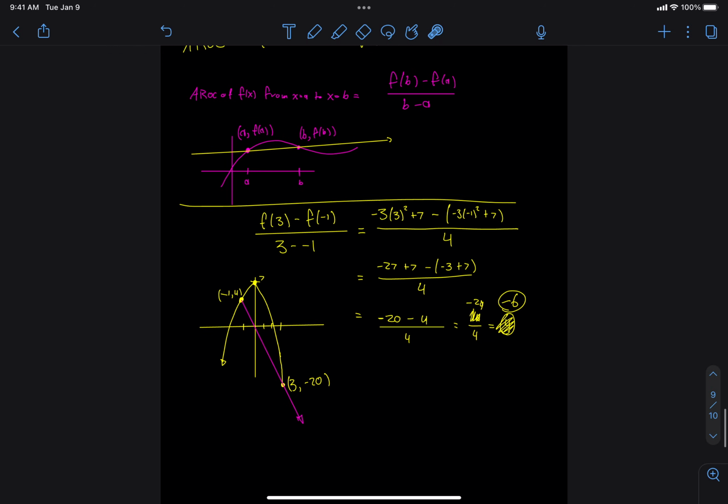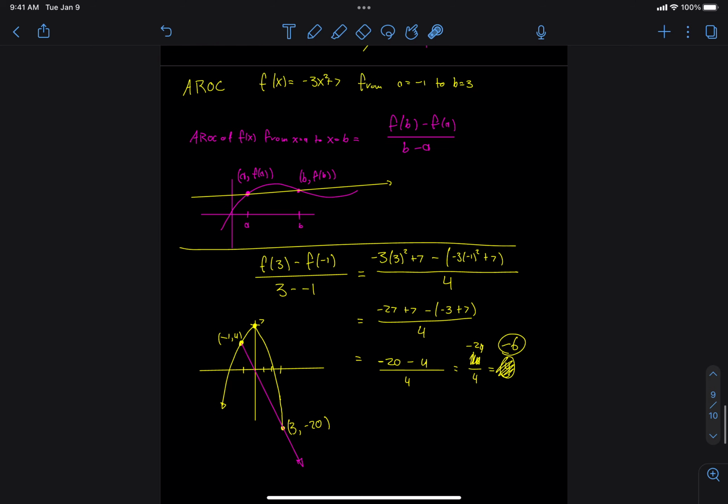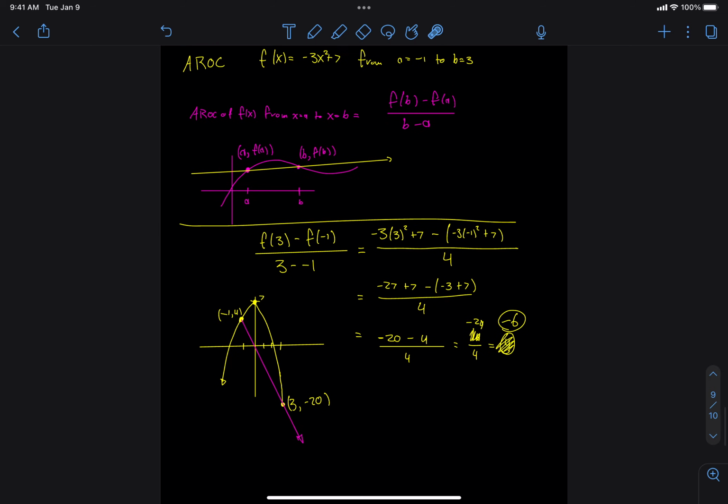Okay, so this is the visualization of average rate of change. The formula for average rate of change is f of b minus f of a over b minus a. Any further questions on average rate of change?